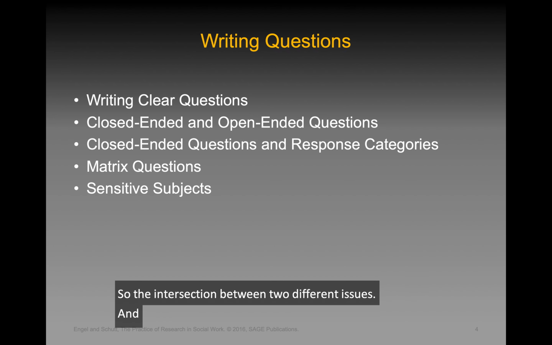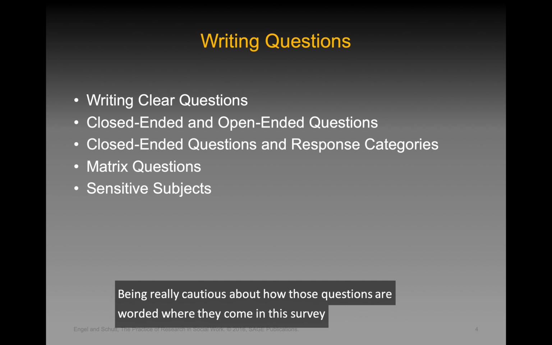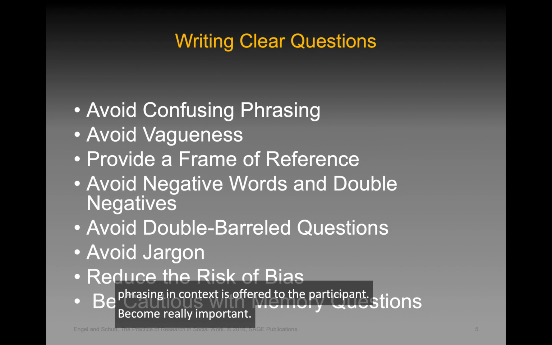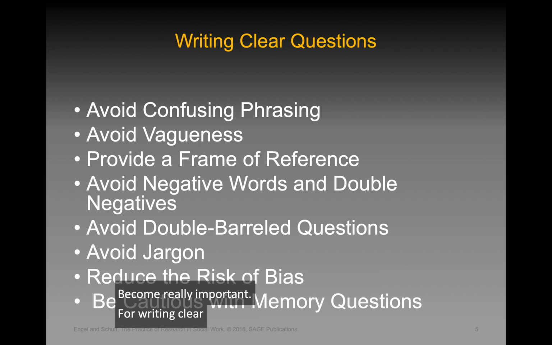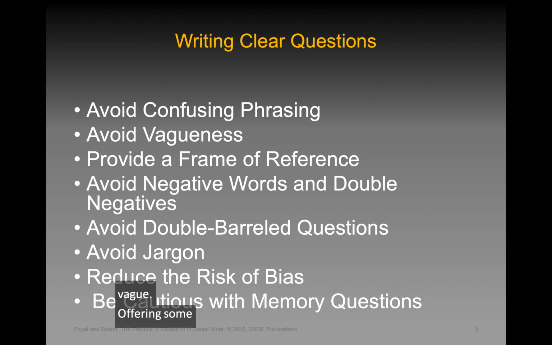And then also thinking about sensitive subjects. Again, be really cautious about how those questions are worded, where they come in the survey, and how the phrasing and context are offered to the participant. For writing clear questions, there are things that seem very obvious but can be really challenging in practice: avoid confusing phrasing, avoid being vague, and offer some frame of reference, both about why you're asking.